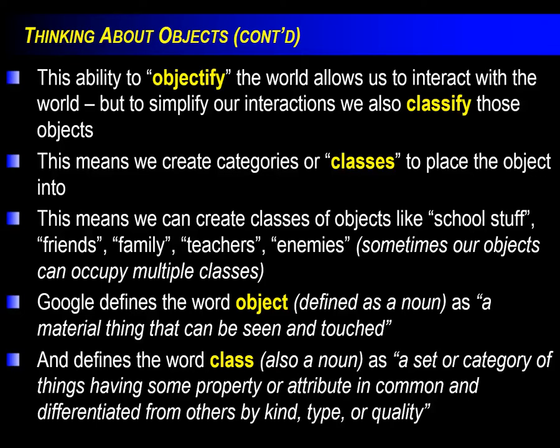If I look up the word object in Google, the definition for object as a noun is a material thing that can be seen and touched. Similarly, if I look up the word class as a noun, I'll get a set or category of things having some property or attribute in common. Okay, so let's try that. We took these two things and we said these can both be classified as a chair.